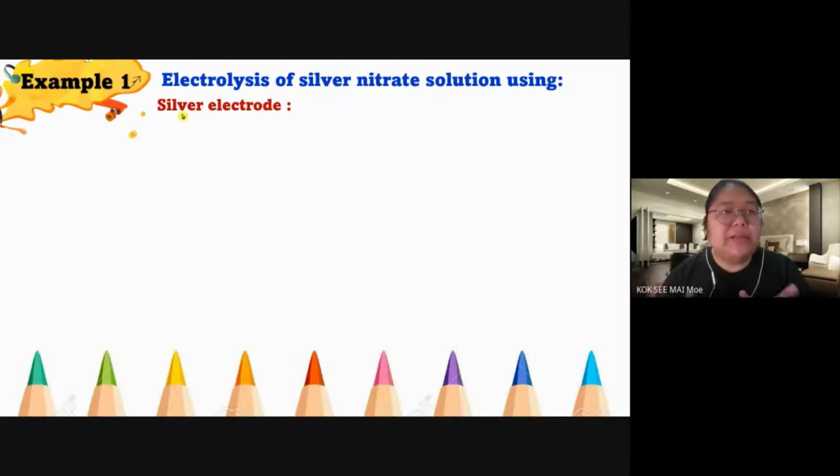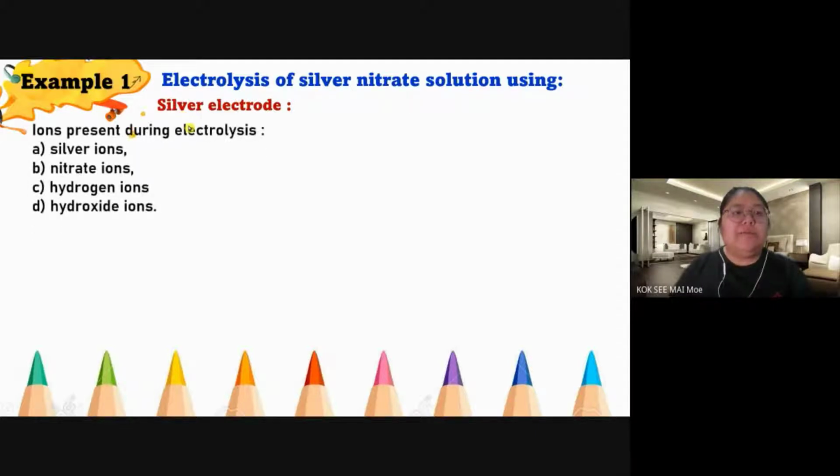When both are the same, what happens to the anode? The anode will dissolve into the solution. The cathode has no changes, it still discharges. Okay, so we go one by one. First, the ions present in this electrolysis are what? Silver ions. Okay, silver ion is the first one.